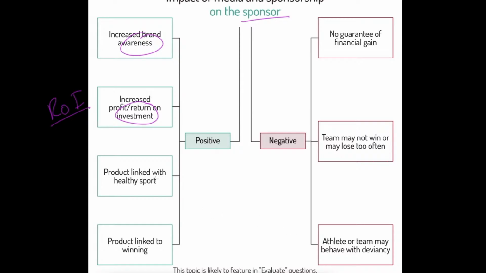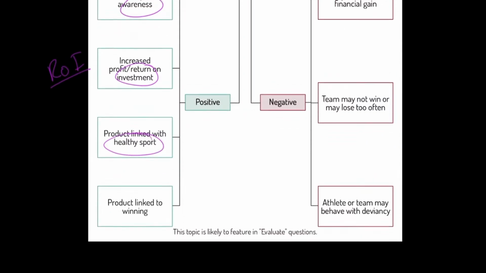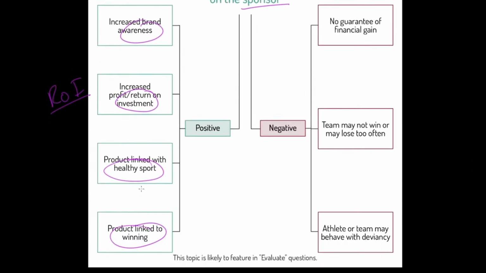Product link with healthy sport. Okay, that's really good if we get things like health food, water companies, whatever it happens to be, and the products linked with winning, right? So think about this one, healthy sport. If you're Mackie D's, how do they spell McDonald's?